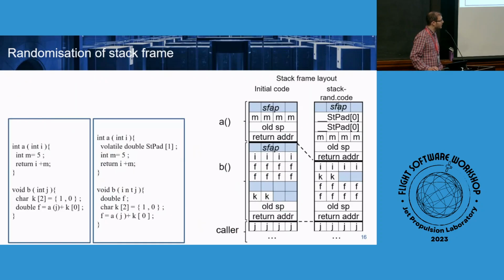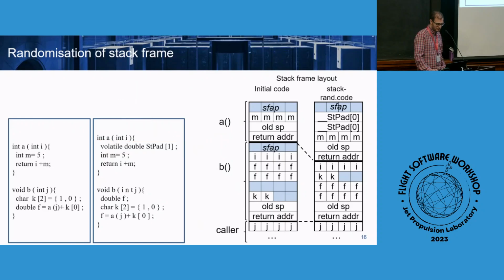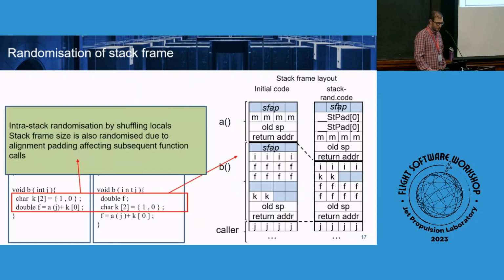So here you can see a visual representation of the application of this method. We introduce a randomly sized unused array in order to achieve the inter-stack randomization. And we have also the reordering of local variables in order to achieve the intra-stack randomization. And then you can see on the right, by changing also the order, if we have variables of different size, this can change also the size of the stack frame because the compiler will introduce some additional padding as required.